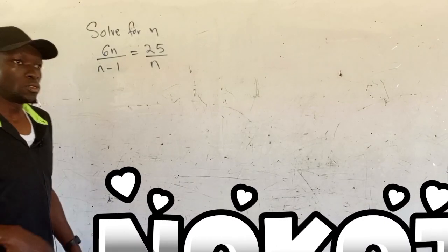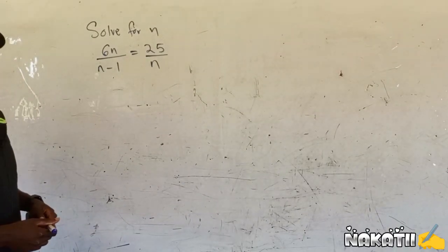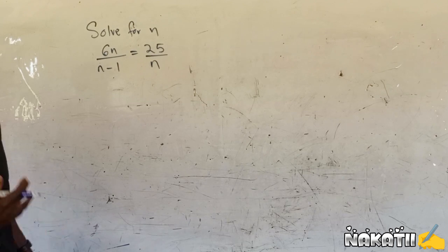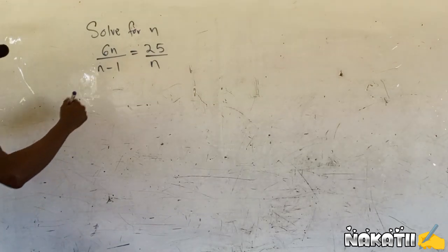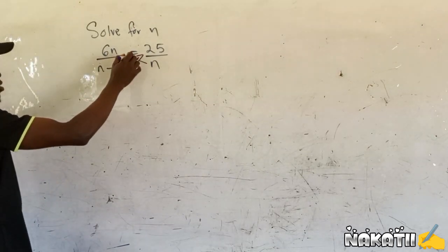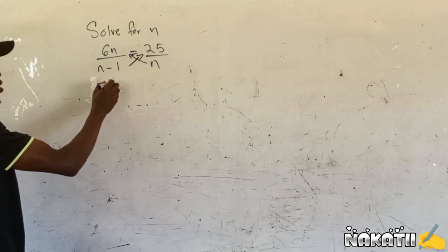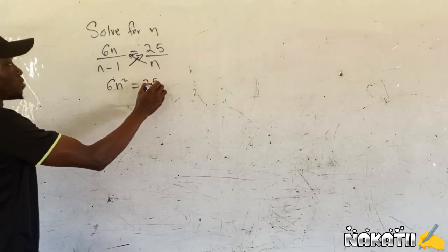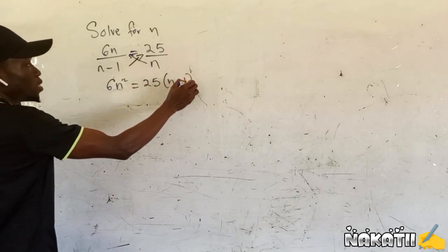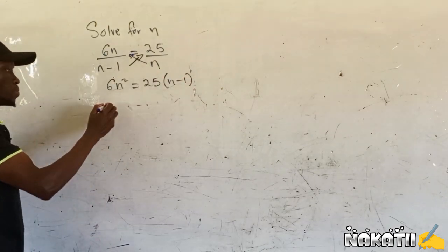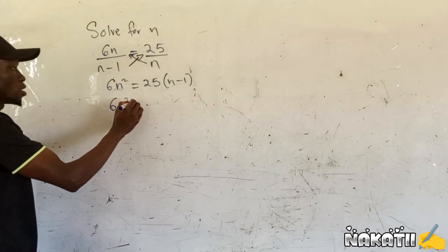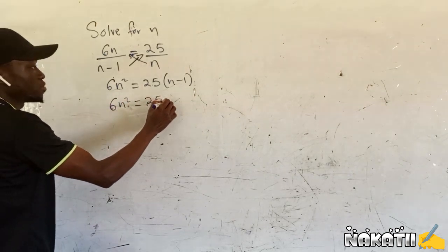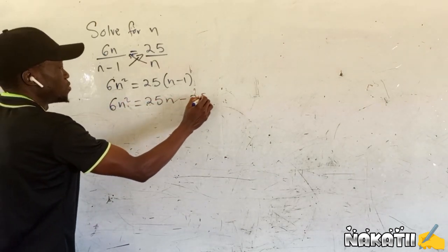So we have this question. We have been told to solve for n. The first thing that you do, you just cross multiply this one like this. So we're going to have 6n squared is equal to 25 into n minus 1. Then when you open that bracket, you're going to have 6n squared is equal to 25n minus 25.